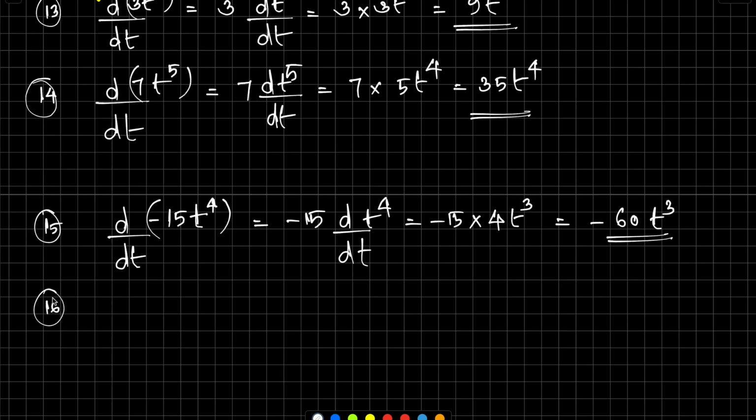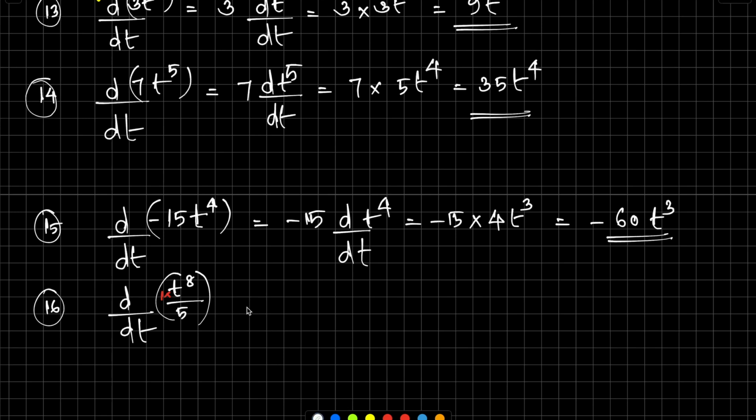d by dt of t to the power of 8 by 5. In this case, the constant is not 5 but 1 by 5. There is a hidden 1 at the top. You can write this as 1 times t to the power of 8 over 5. So the constant here is 1 over 5.